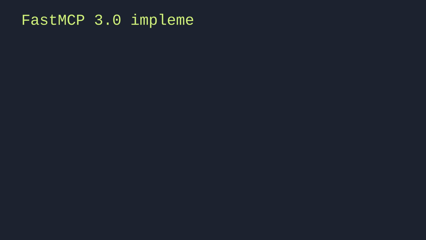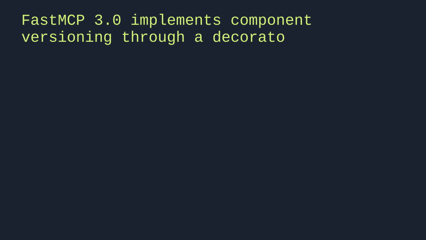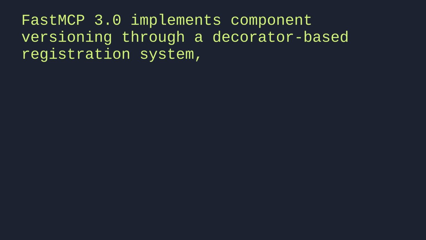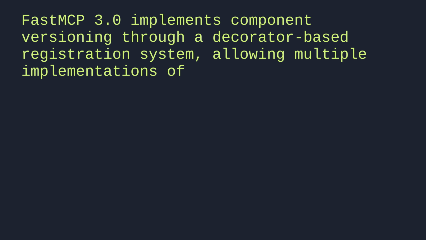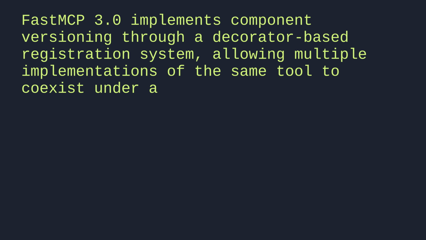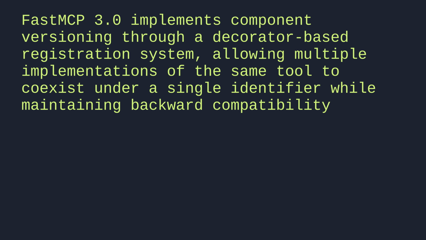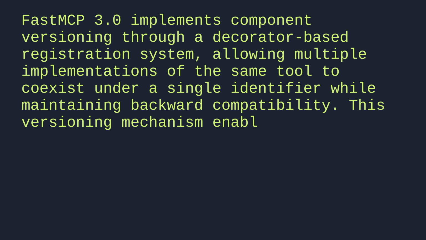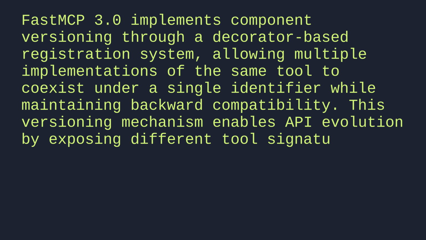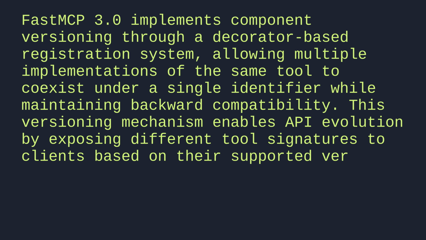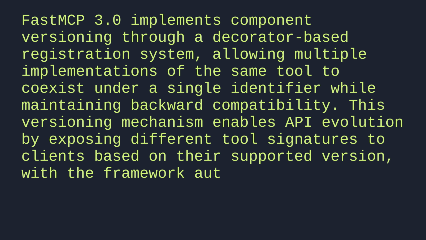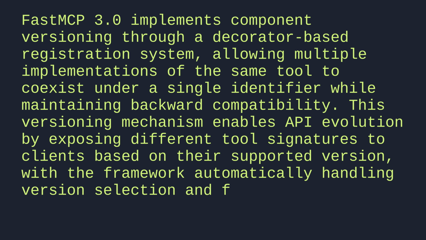FastMCP 3 implements component versioning through a decorator-based registration system, allowing multiple implementations of the same tool to coexist under a single identifier while maintaining backward compatibility. This versioning mechanism enables API evolution by exposing different tool signatures to clients based on their supported version, with the framework automatically handling version selection and filtering.